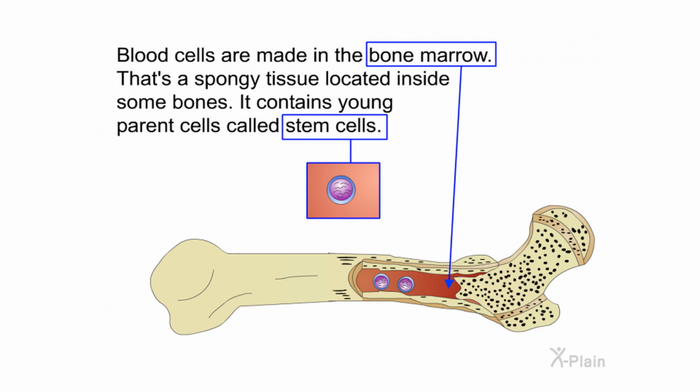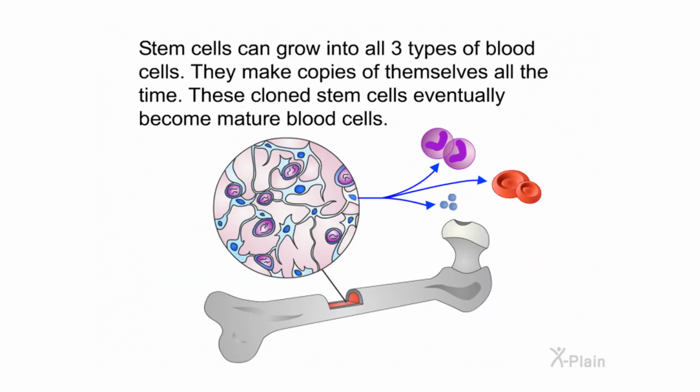Blood cells are made in the bone marrow. That's a spongy tissue located inside some bones. It contains young parent cells called stem cells. Stem cells can grow into all three types of blood cells. They make copies of themselves all the time. These cloned stem cells eventually become mature blood cells.